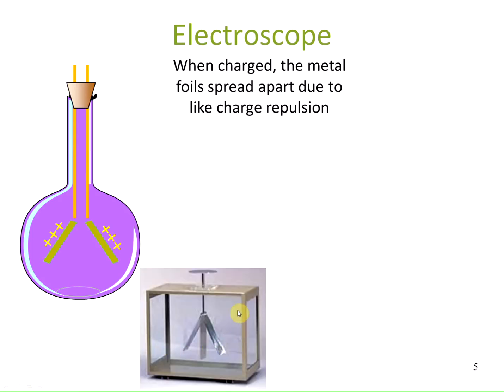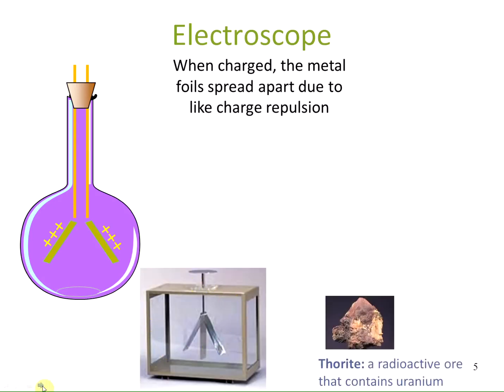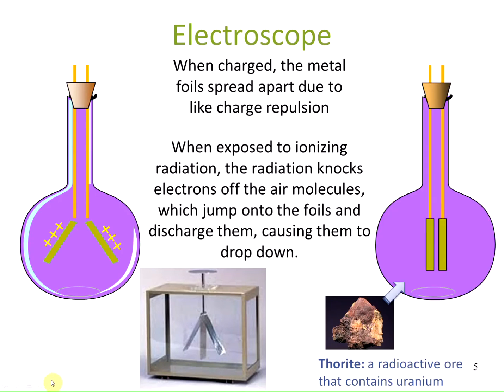So here's an actual picture of an electroscope. And we're going to use thorite as our example. And thorite is a radioactive ore that contains uranium. And then when exposed to ionizing radiation, the radiation knocks electrons off the air molecules, which jump onto the foils and discharge them, causing them to drop down.